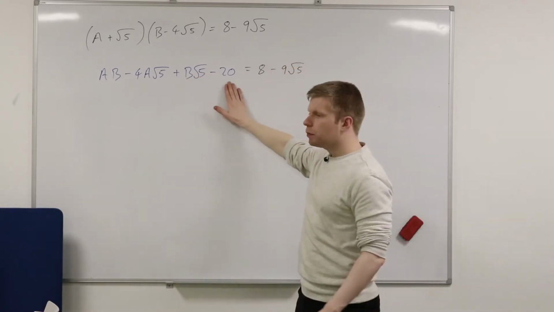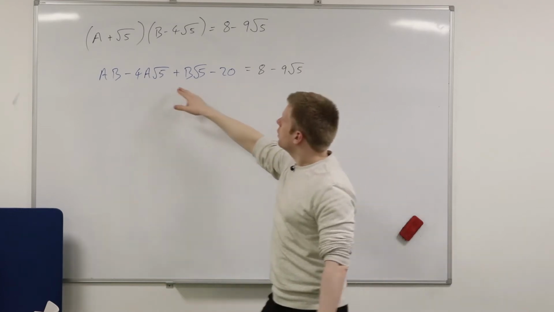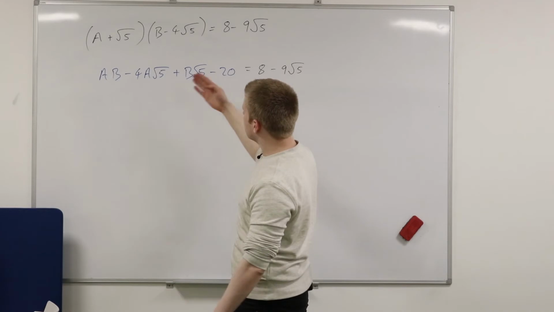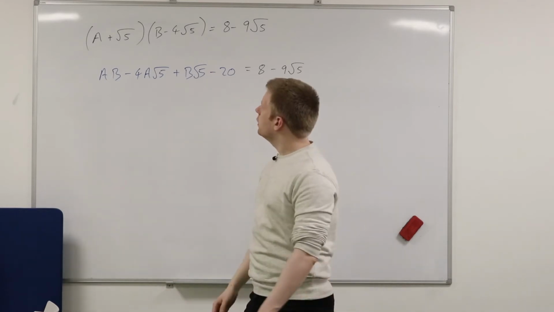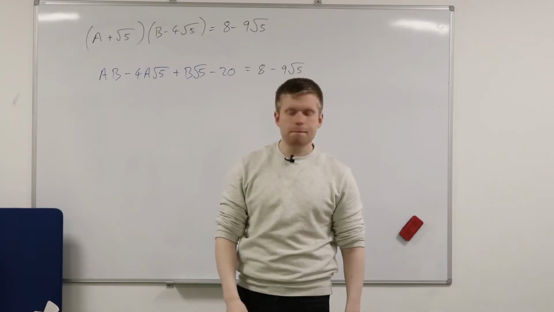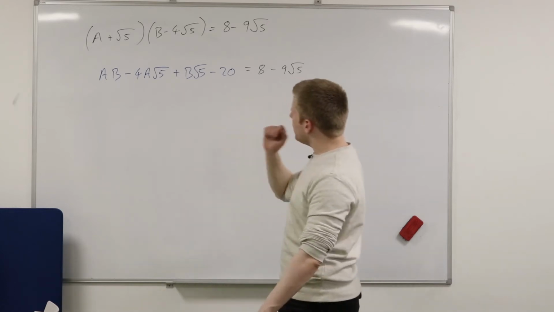Good, are you happy why that's got to be 20, everyone? Because it's root 5 times by 4 root 5. Of course, it's negative times a positive, so it's got to be negative as well. So root 5 times root 5 makes 5. 4 times 5 makes you 20. Okay. Good, all right. Now what?